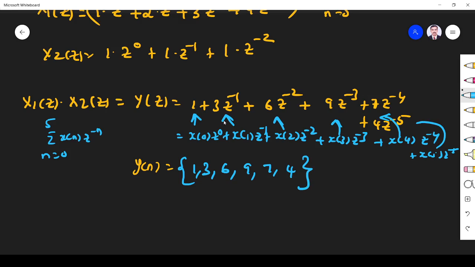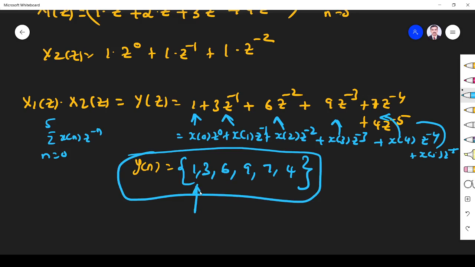Yes or no? So y of 0, z power 0: z power 0 is 1, so this must be equal to y of 0, which is 1. This must be equal to y of 1, which is 3, with z power minus 1. Compare both equations, the general equation. Similarly y of 2 is 6, y of 3 is 9, y of 4 is 7, y of 5 is 4. So this is the answer, and because I want the answer as a sequence, put an arrow like this. Okay, so this is a simple problem.